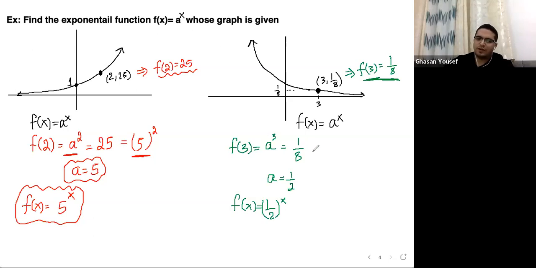If you want to think in a different way, you have to ask yourself what number I put here, raised to the power 3, gives me 1/8. 1 over 8 is 1 over what? 2. 1 over 2 to the power 3 gives me 1 over 8. And now comparing this to this, the exponents are the same, so the bases must be the same. So a equals 1/2, and f of x equals 1/2 to the power x. This is my function. Any question?